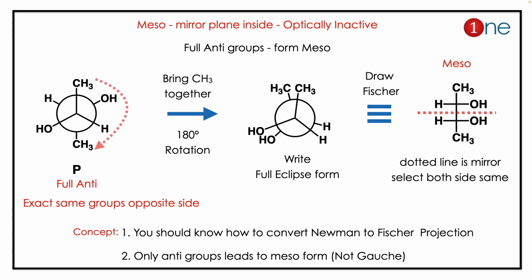Let us analyze the fact here. Here P has all anti, meaning methyl opposite to methyl, OH opposite to OH, and hydrogen opposite to hydrogen. So it is anti form. Just rotate 180 degrees, bring it to a complete eclipsed form, one behind another. Then draw the picture. You might see the meso form. The dotted line indicates the mirror plane inside. The mirror plane reflects both halves of the compound. You have the same compound. So P is meso here.